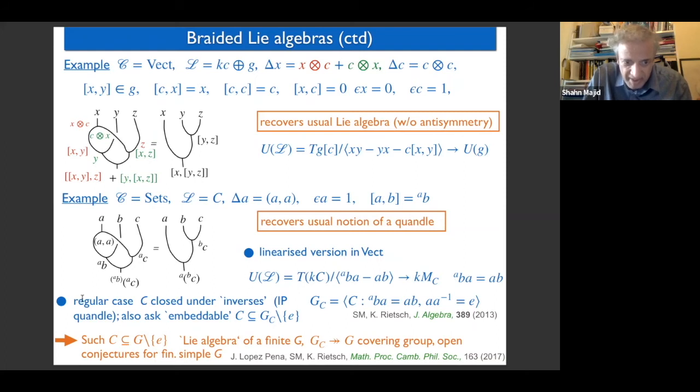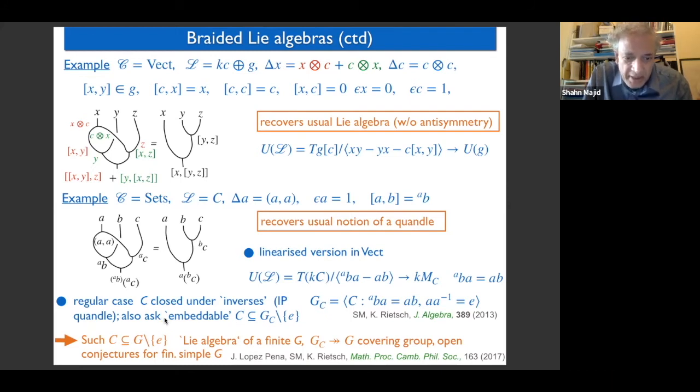The version of that in the set theoretic case is just to do the same construction, but do it in the category of sets. And the particular case of interest is when C is closed under a certain operation, which I'm going to call inverses. So not every quandle has that property, but suppose that there is a map which we call inverse on the set C, which has the properties you would expect to be the inverse of the operation. We call that an IP quandle in this paper. So then from that data, you can build a group by just taking these monoid relations and also adding these relations. Then we'll get the group associated to the IP quandle. And then this U of L in the linearized case would just map onto the group algebra of GC.